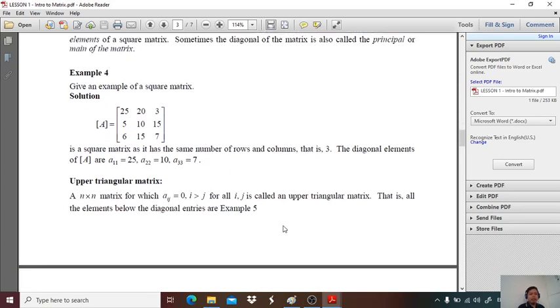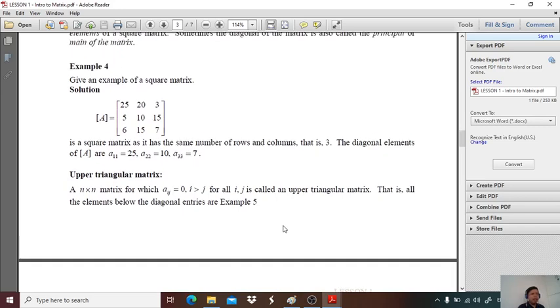Next is the upper triangular matrix. This is applicable for a square matrix where the number of columns is equal to the number of rows and where Aij is equal to 0 for i greater than j. It means that your row number is greater than the column number, the position in your matrix. So that is called the upper triangular matrix.